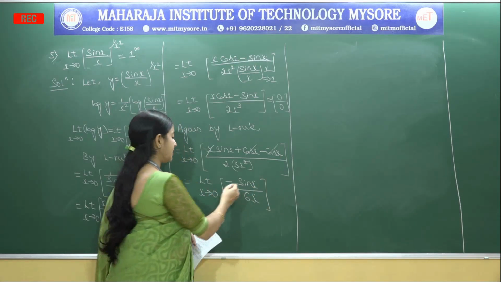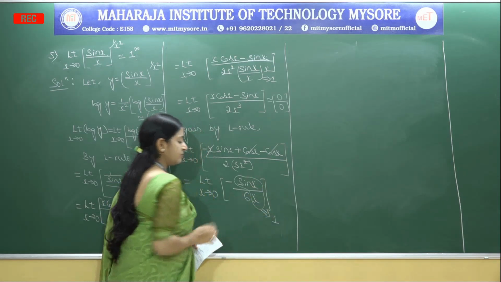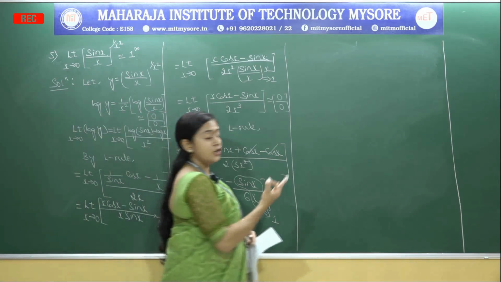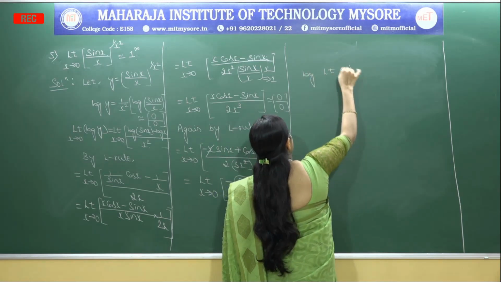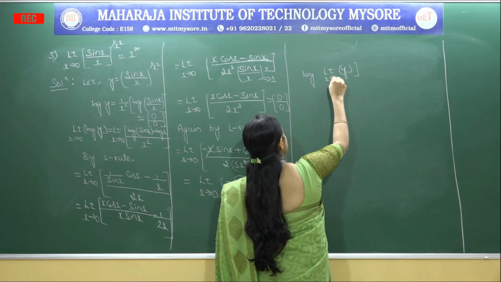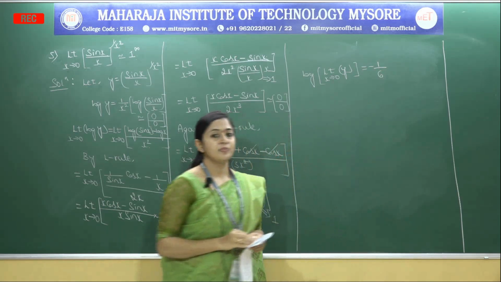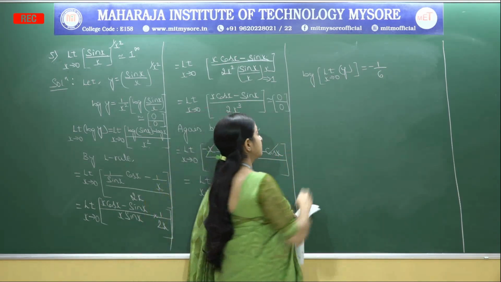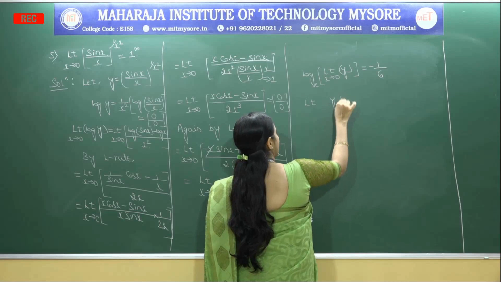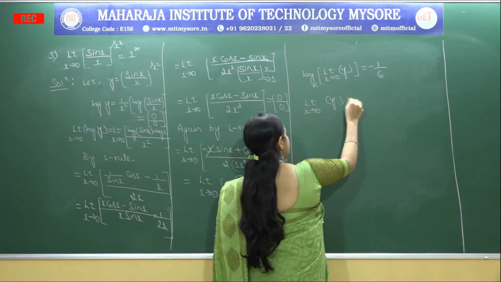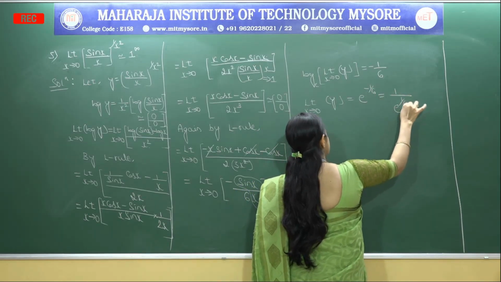Again apply the property sin x by x as limit x tends to 0, this term equals 1, and the LHS part you interchange the log with limit. Log limit of y as x tends to 0 equals minus 1 divided by 6. Since you have the log with base e, again you take this to the RHS part, the limit of y as x tends to 0 equals e power minus 1 by 6, 1 by e power 1 by 6.